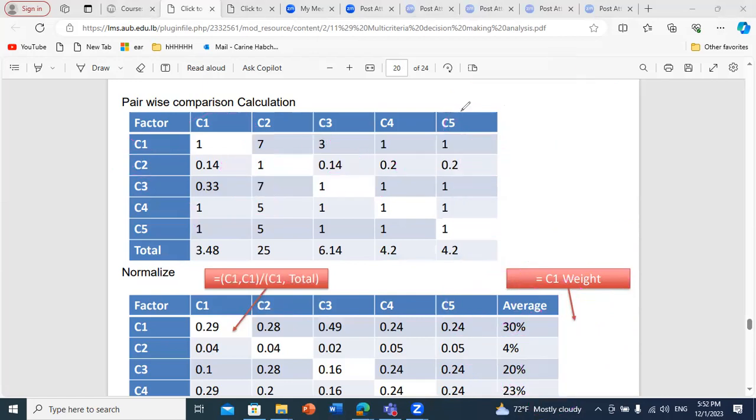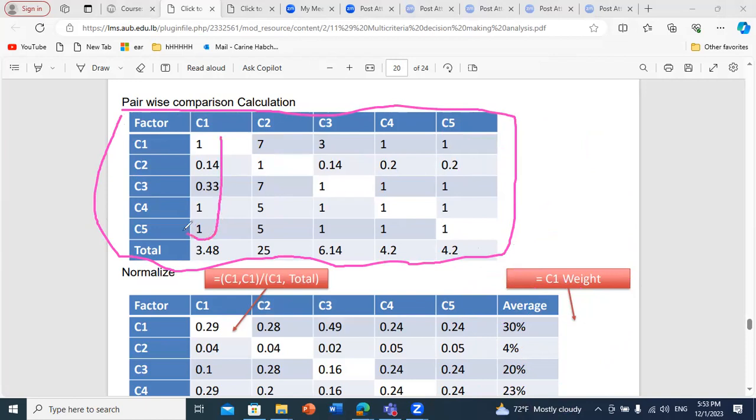So once we complete this table, in order to determine the weight of each factor, we'll do the following. First, for each column, we'll do the summation. So here I do 1 plus 0.14 plus 0.33 plus 1 plus 1. I get a total of 3.48. And once I do this, I can deduce a certain weight.